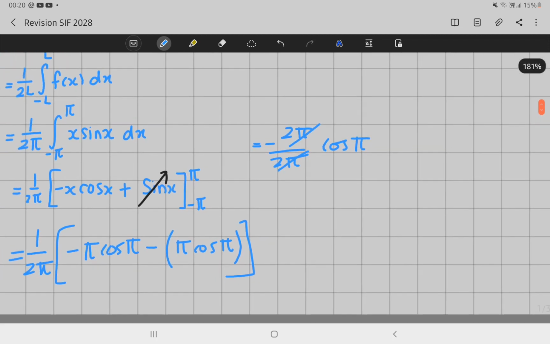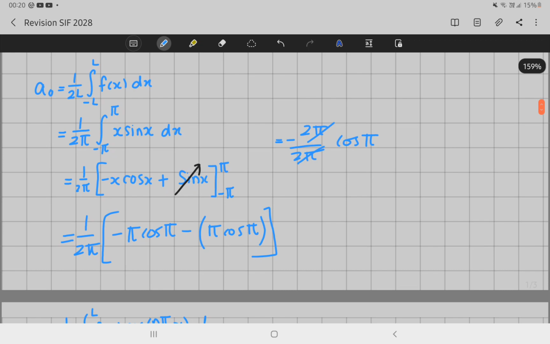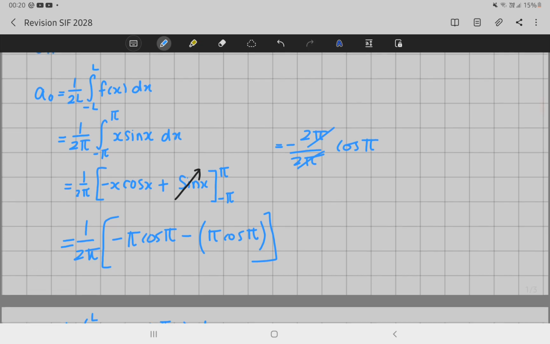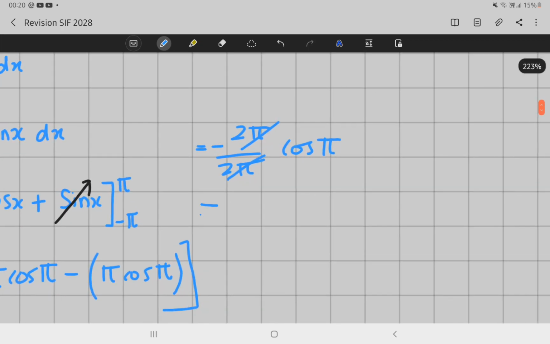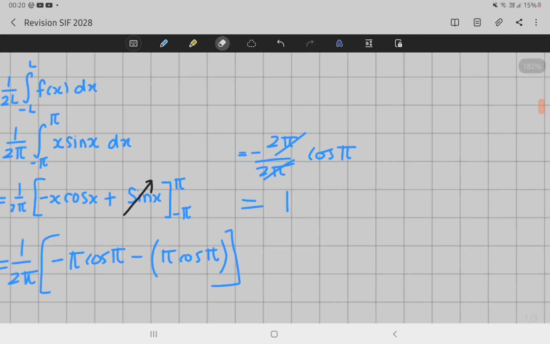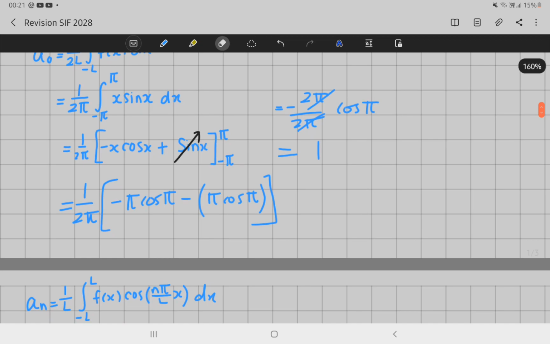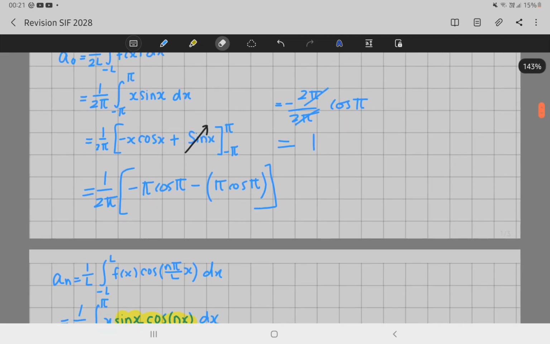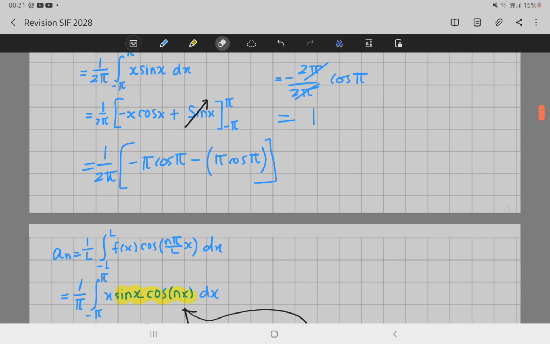Okay, sorry, cosine of pi, right, which is 1. Cosine of pi is minus 1, right? So minus 1 times minus 1 is just 1. So it's very fatal. It will affect my mark, of course.